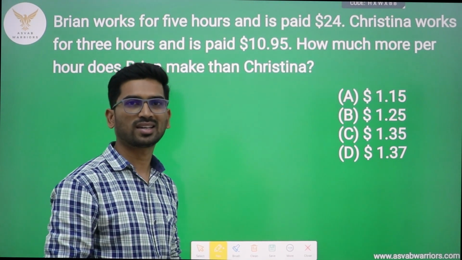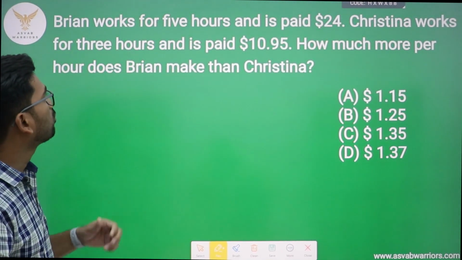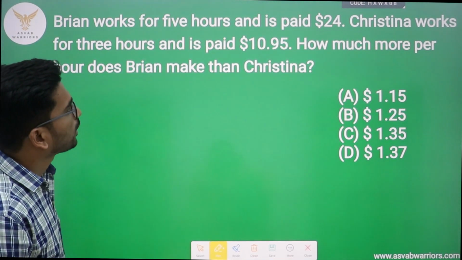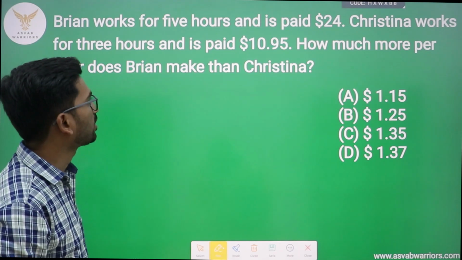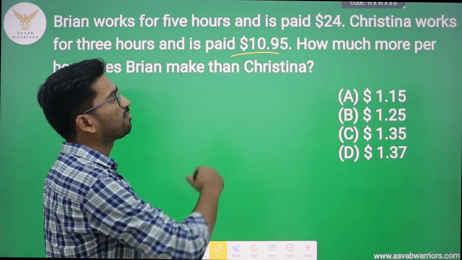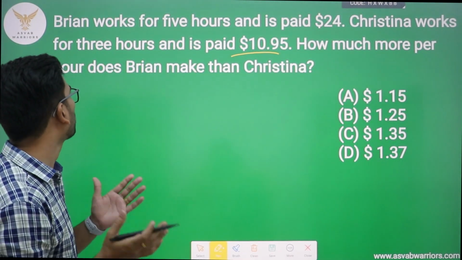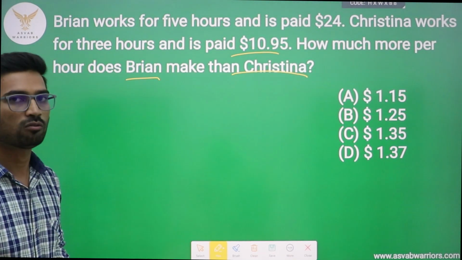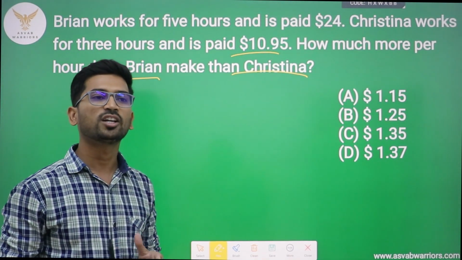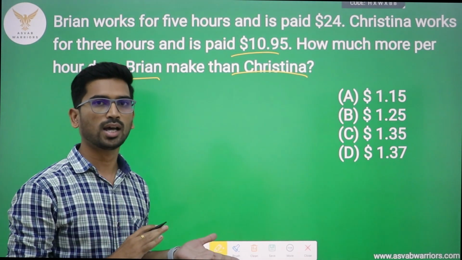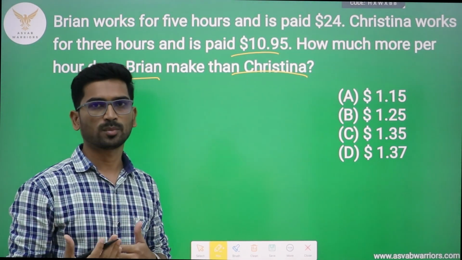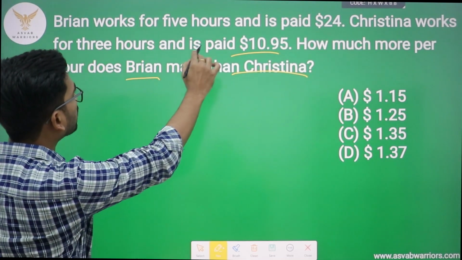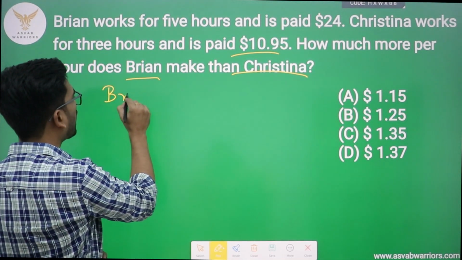Our next question says, Brian works for 5 hours and is paid $25. Christina works for 3 hours and is paid $10.95. How much more per hour does Brian make than Christina? Now in this case, we need to calculate how much Brian is making per hour and how much Christina is making per hour, and then we will compare both. Now first we will take the case of Brian.